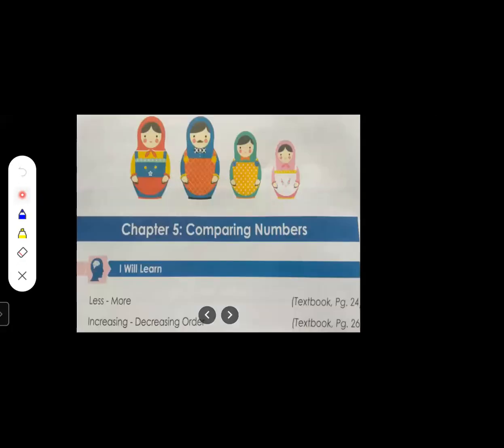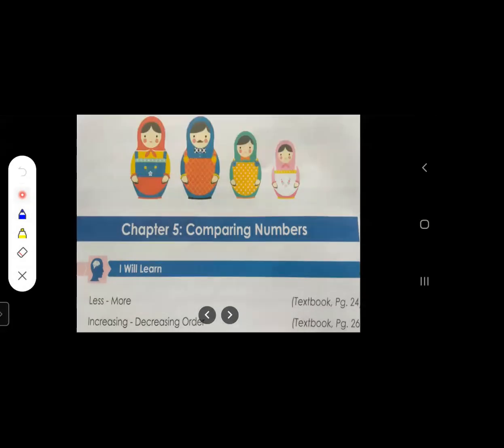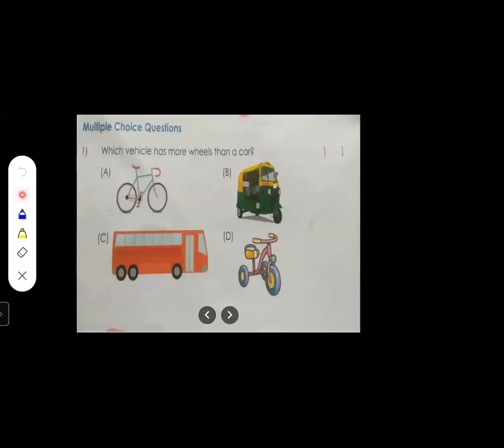Now students, we have seen this from our textbook. Now we are going to do revision of workbook lesson number 5, comparing numbers. First question, what is given to us? Multiple choice question. Let's read out the question first. You are going to repeat after me. Which vehicle has more wheels than a car? So, which vehicle is having more wheels than a car?